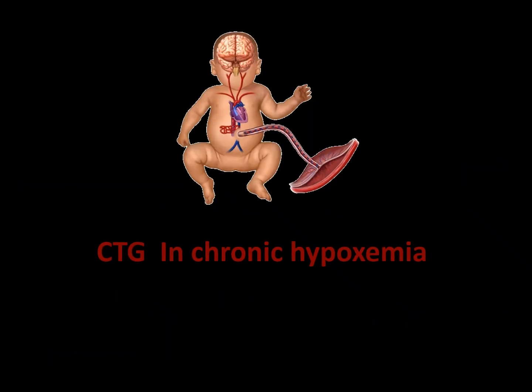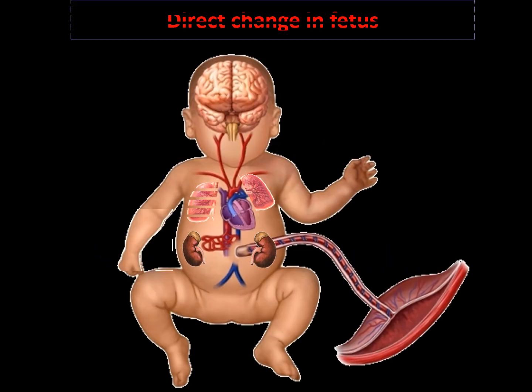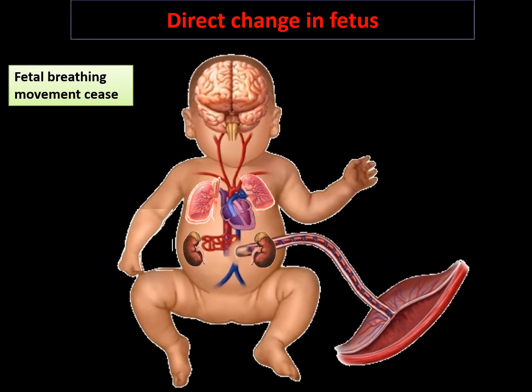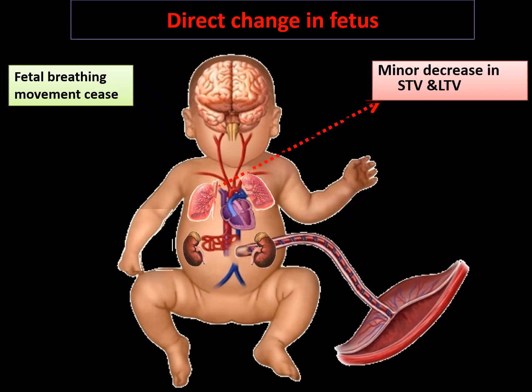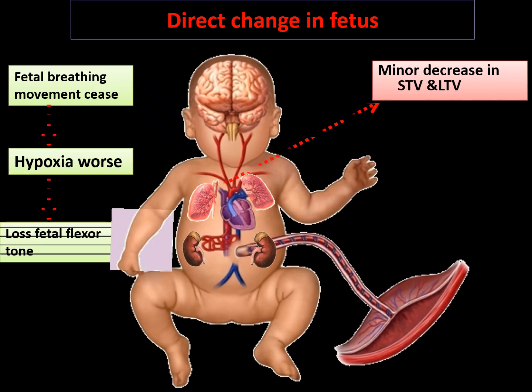How could we interpret the CTG in a patient with chronic hypoxemia? There are direct changes in the fetus and there are indirect changes. With the direct changes, fetal breathing movement will cease, and this can be reflected as a minor decrease in the short and long-term variability. While the hypoxia is getting worse, what happens?